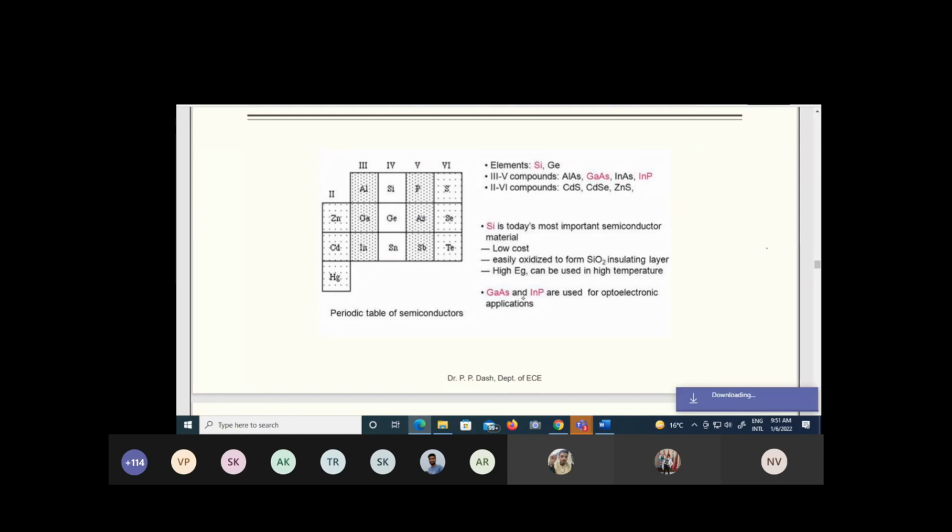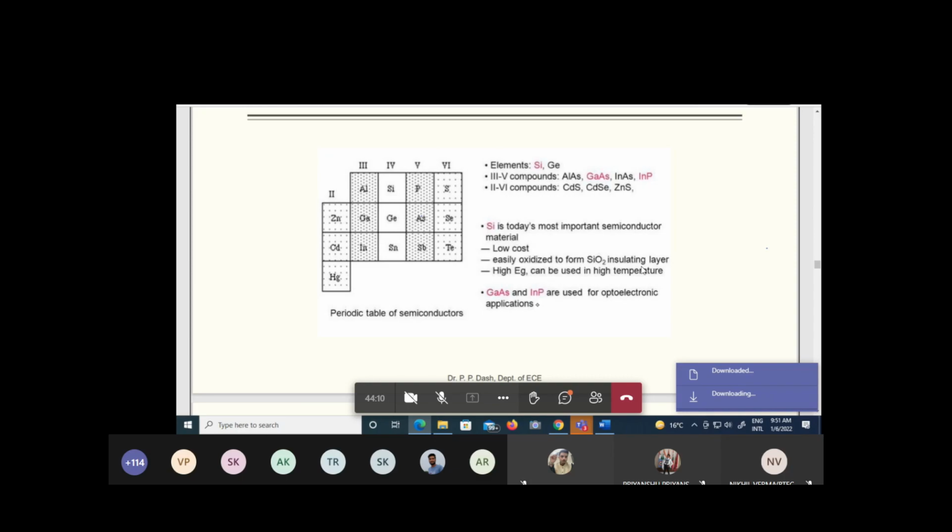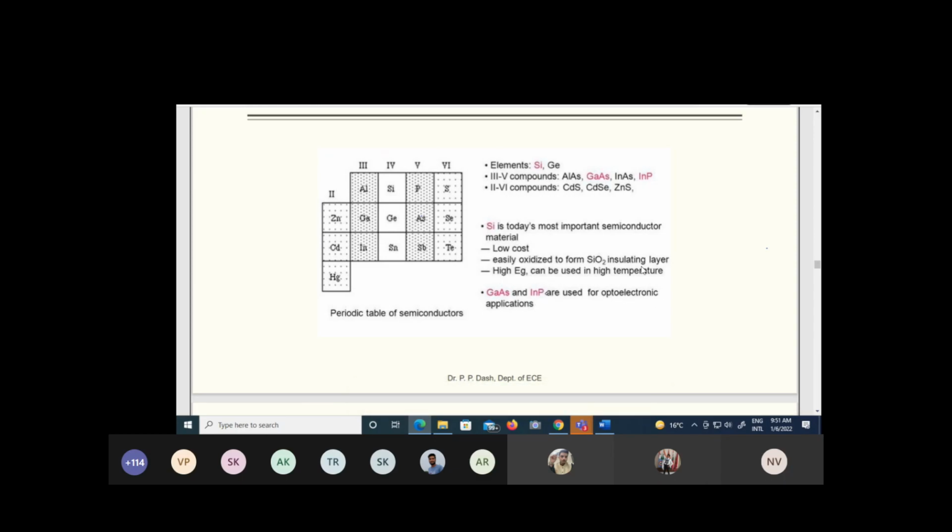Okay, so gallium arsenide and indium phosphide are also semiconductor materials which are used for some specific operations. These have very good characteristics, so these are used in some optoelectronics applications. But basically silicon is mostly used.